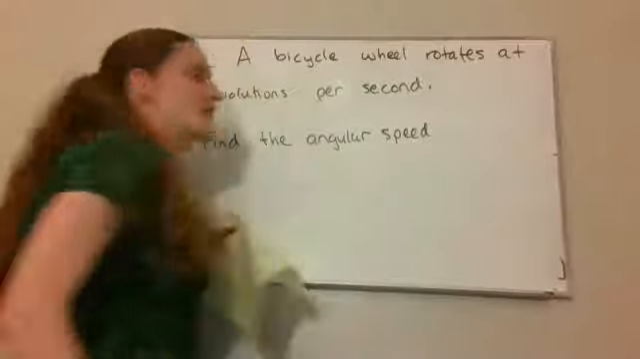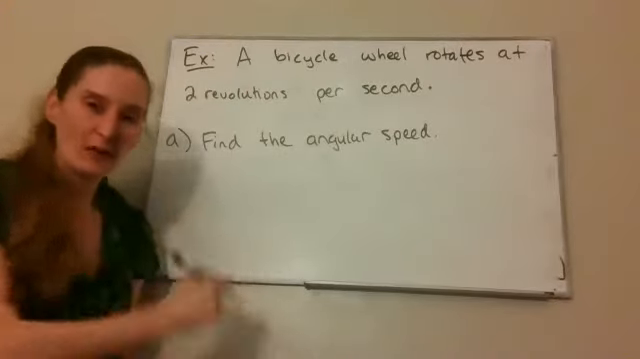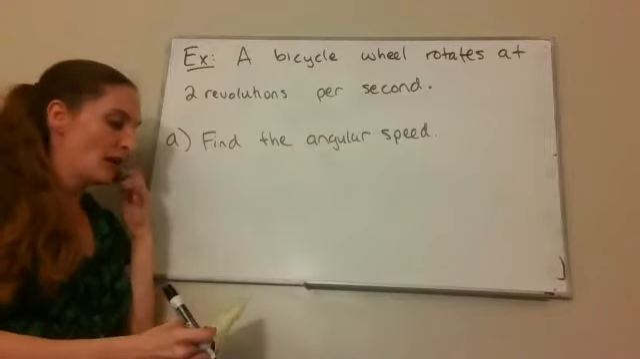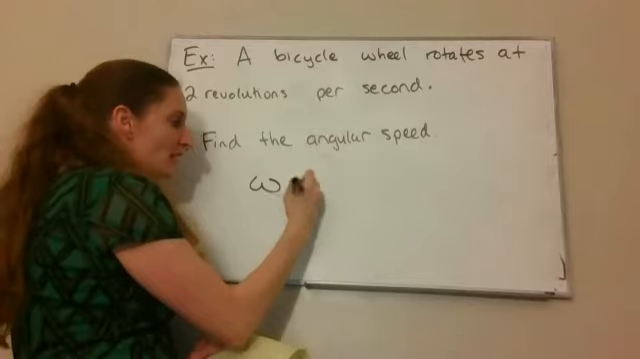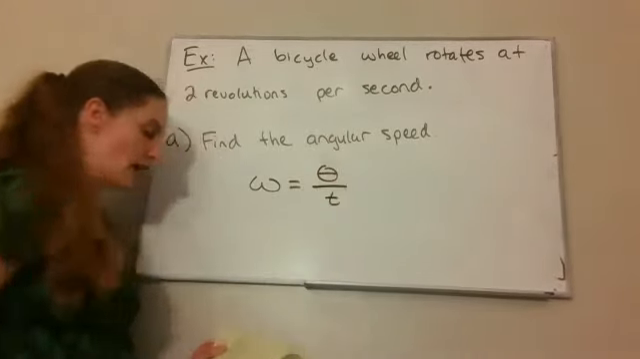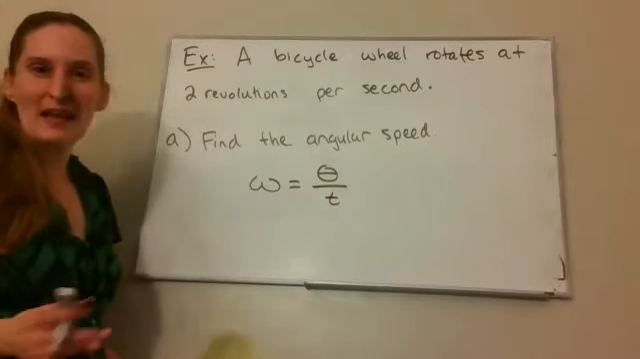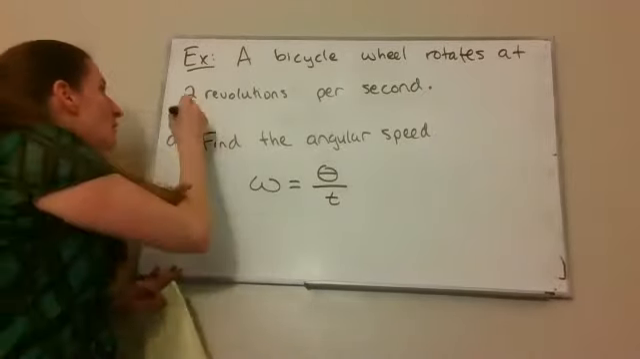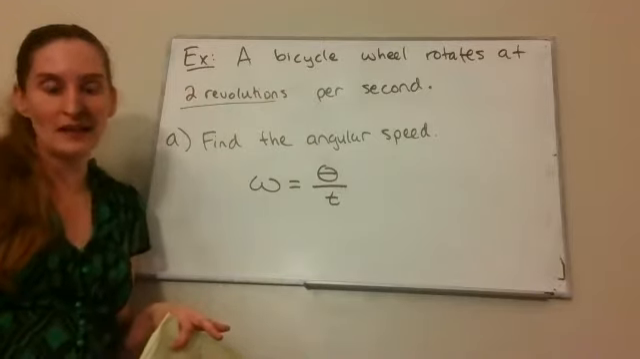So how fast is a point on this bicycle wheel moving around an angle? Well, I know my angular speed is supposed to be omega equals the measure of my angle over the time. And you might be a little confused. What's the measure of my angle? Well, here's our clue. It goes 2 revolutions every single second.